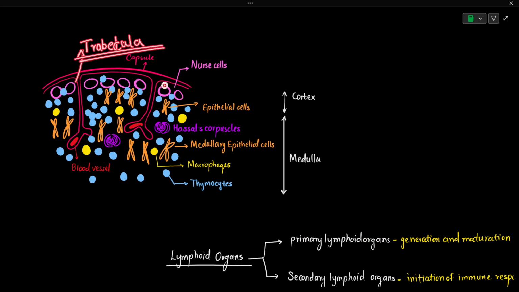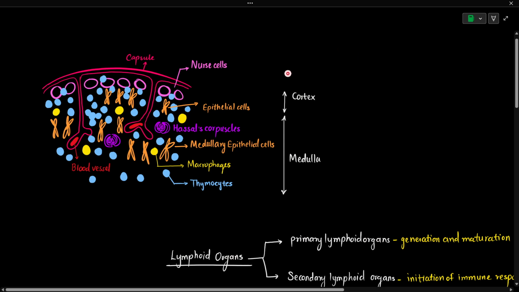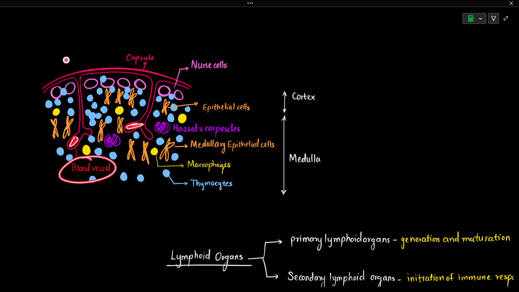Okay, so those trabeculae give rise to the partitions in the thymic tissue. So here you can see different segments. These are giving rise to the different parts in the thymic tissue. Even in this trabeculae, the blood vessels are present. So these are the blood vessels, and this is a cross section of the thymus tissue.